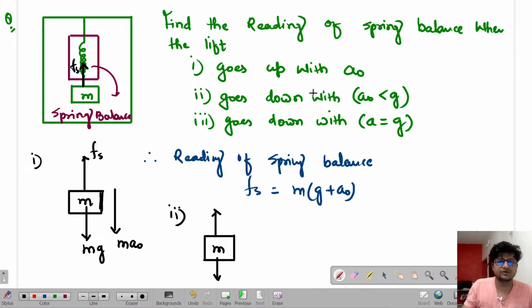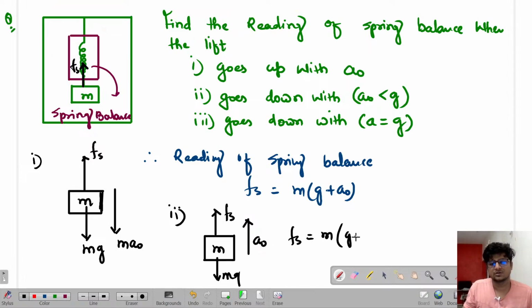Now the lift goes down. So the pseudo force on this mass m will be present in which direction? Upward direction. So this is going to be m a naught. This is mg. This is the spring force. So the spring force is going to be mg minus m a naught. And in the third scenario, if a is equal to g, then what does this imply? According to this downward frame formula, the spring force is going to be 0. Are you able to get me or not? Clear or not clear?